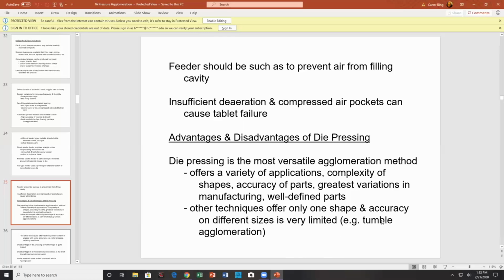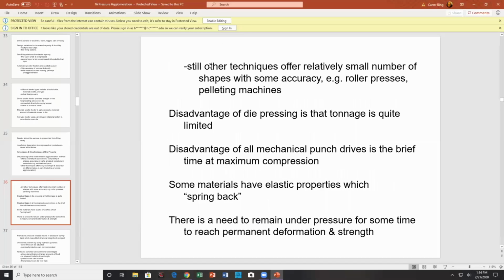Well, tumbling agglomeration, for example, offers only one shape. But if I'm trying to make one shape, say in a pan pelletizer, I will have variations in size, and that's probably the best with tumble agglomeration. Still, other techniques offer a relatively small number of shapes with some accuracy. Roll presses and tabulating machine. If you take a look at the aspirin coming out of a bottle, they're all the same. It's amazing. Disadvantage of die pressing is the tonnage is quite limited.